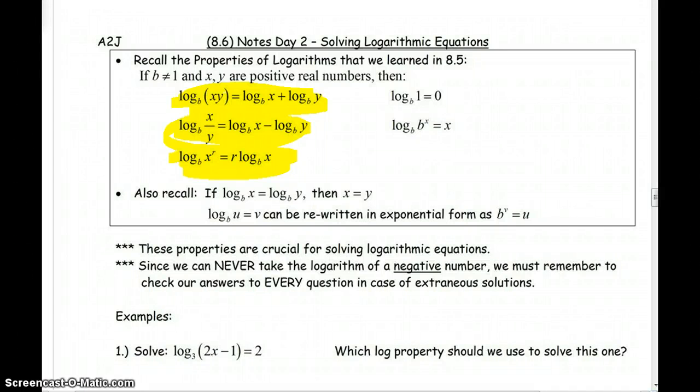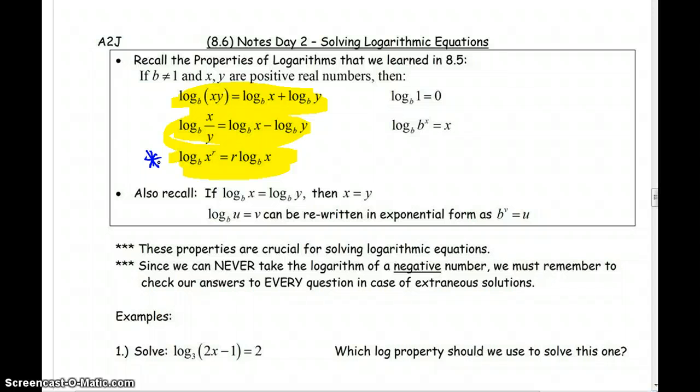Lesson 8.6, Day 2, the very last lesson of Chapter 8. We're going to solve equations with logarithms. And look here at the top box of our notes. I've highlighted the three properties of logarithms that we have been using all along since section 8.5. We were even using that exponent property, this third one right here in the list, yesterday. But really we're going to solve equations that involve logs.